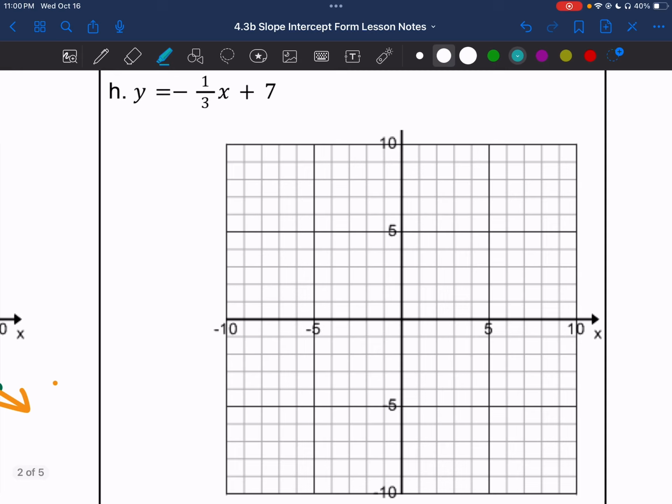Letter H. Again, we're going to highlight my slope is negative 1/3, so I'm going to be going down and to the right from my starting point of 7, which is right there. Get the right color. There we go. And our point, we're going down 1 to the right 3 each step. So down 1, right 3, down 1, right 3, down 1, right 3. And I have enough points there that I can use that to extrapolate my line. Arrows on the end, and we're good to go.